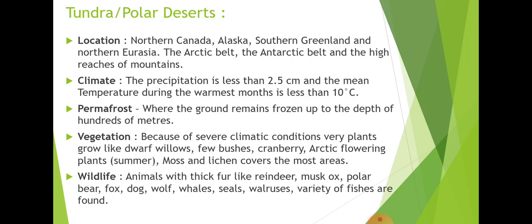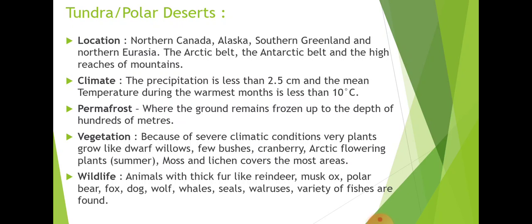Permafrost is a term used for regions where the ground remains frozen up to a depth of 100 meters. So the layer of ground which is frozen to a depth of 100 meters is known as permafrost. So these areas are very common in the tundra or polar desert areas.